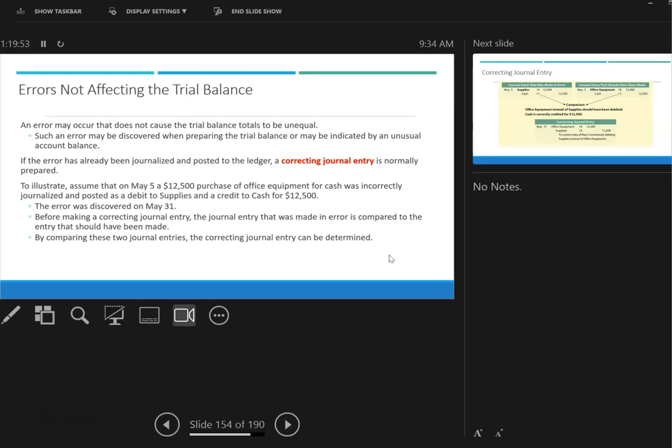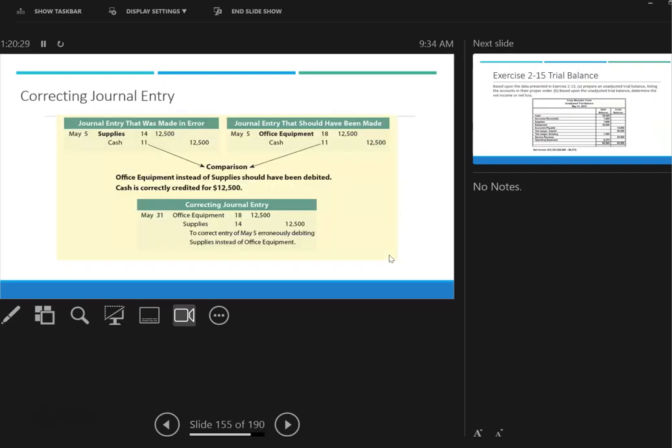Assume that on May 5th, a $12,500 purchase of office equipment for cash was incorrectly journalized and posted as a debit to supplies and a credit to cash for $12,500. It's already been journalized and posted, and we discovered this error about a month later. Before making a correcting journal entry, the journal entry that was made in error is compared to the entry that should have been made. You look at the entries and you fix it.